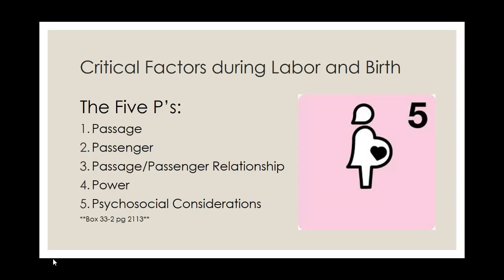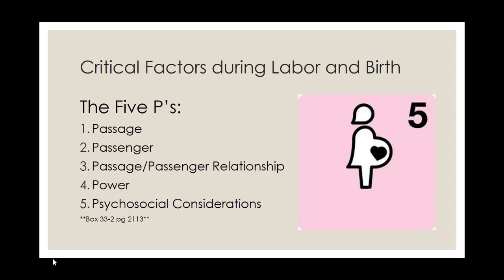Moving on. We're going to start our intrapartum series talking about the 5 P's, and these are critical factors during labor and birth. Without these things working together in a way that is conducive to birth, then birth does not happen like it should. So here are the 5 P's. We have the passage, the passenger, the passage-passenger relationship, power, and psychosocial considerations.